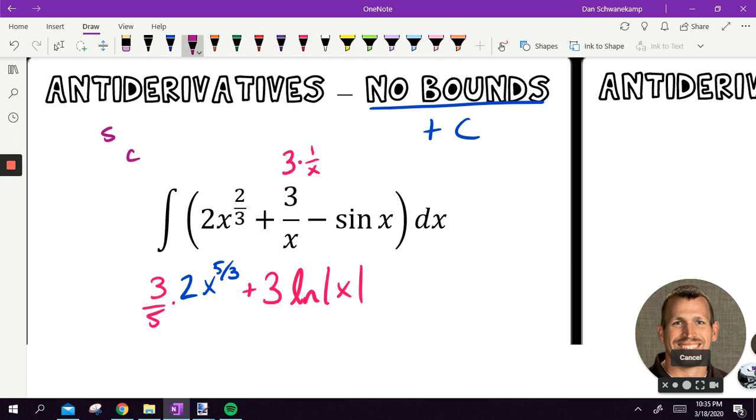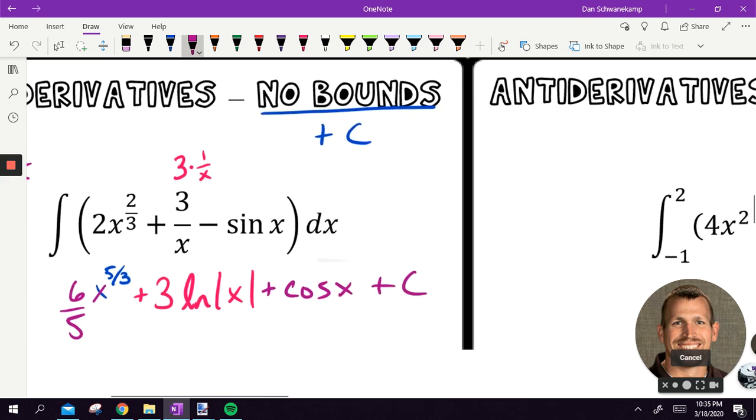So snap, chat, negative, snap, chat. We are here at negative sine. We work backwards. Oh yeah, it is a positive cosine x plus c. That is my answer. Obviously, 3 times 2 up here in the front, we could make that 6/5. But other than that, there's my answer. Just straight antiderivatives. Make sure you can do it.